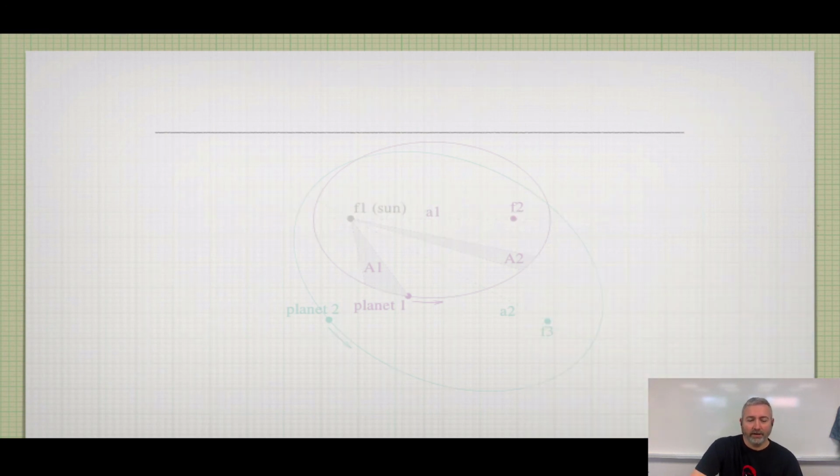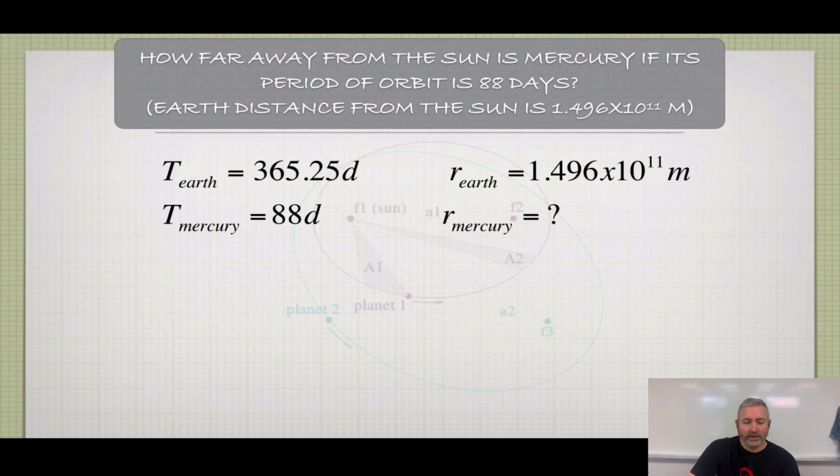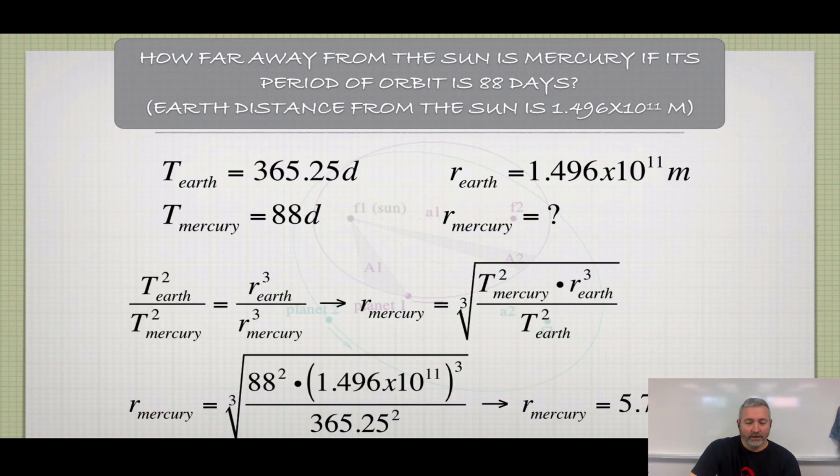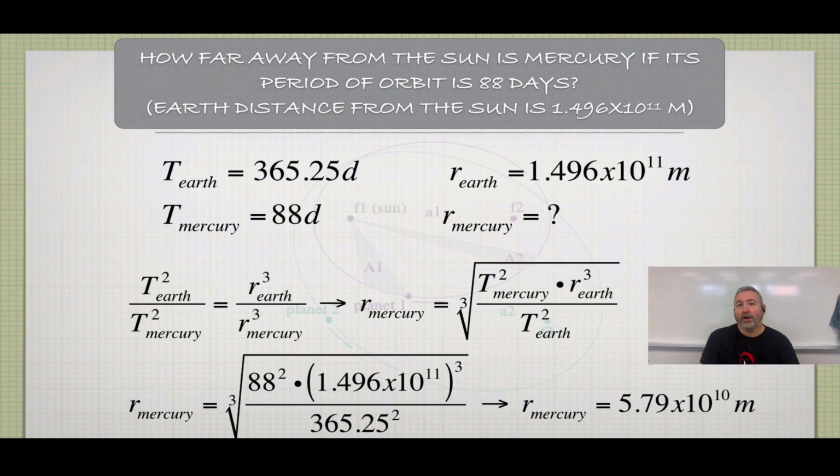But if we take these numbers here, here's our question, here's our data. We know the period of Earth, we know the period of Mercury, and we can solve for how far away Mercury is from the sun. It's 5.79 times 10 to the 10 meters versus the Earth at 1.49 times 10 to the 11 meters. So Earth is significantly farther away, about 3 times farther from the sun than Mercury. So when you see a question that compares the orbit, the radius, or the period of planets, this is what you're going to use.